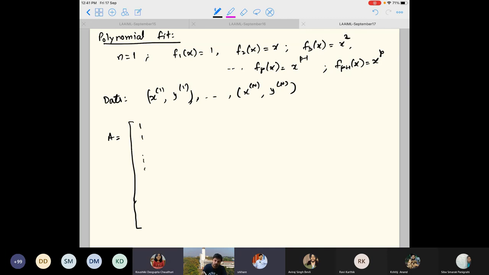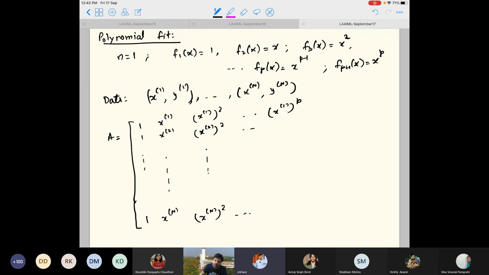It will be 1, all ones. Then what is the next column? You will have x1, x2, so on and so forth, up to xN, right? Then what is the third column? Square. So you will have x1 square, x2 square, so on and so forth, xN square. And what will be the last column? x1 to the p, x2 to the p, so on and so forth, xN to the p, right?